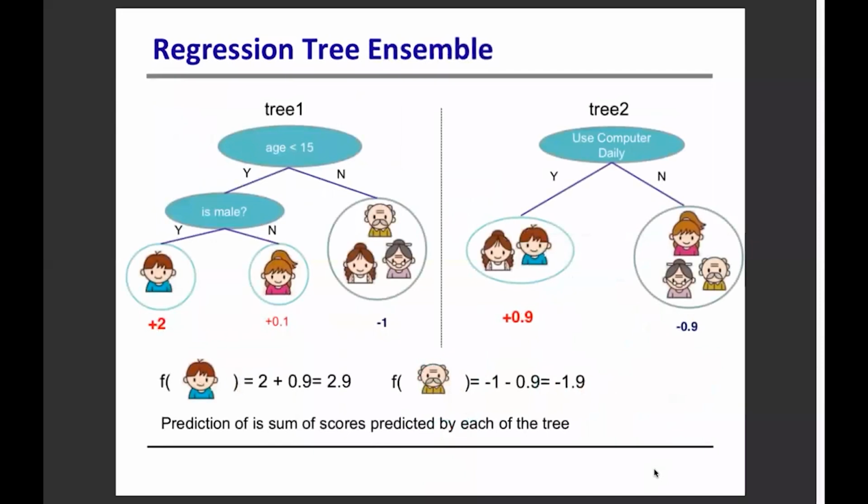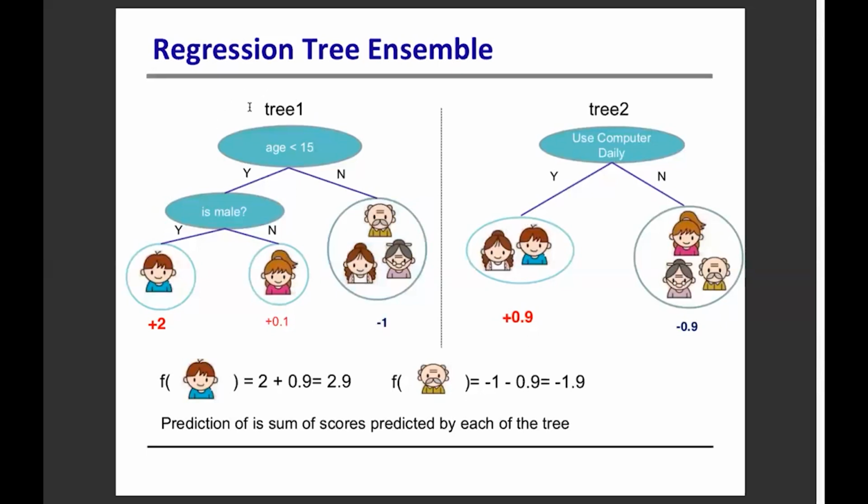So imagine that we have two trees, tree 1 and tree 2. We created these two trees based on maybe some other random factors. The first tree says that if age is 15 and is a male, then the chance of playing the game is +2. If age is greater than 15, the chance of playing computer games is -1. If gender is not male, the chance is lower, and so on. The second one has criteria on some other feature which tree 1 did not consider, which is whether they use computers daily or not. If yes, then +0.9, and so on.